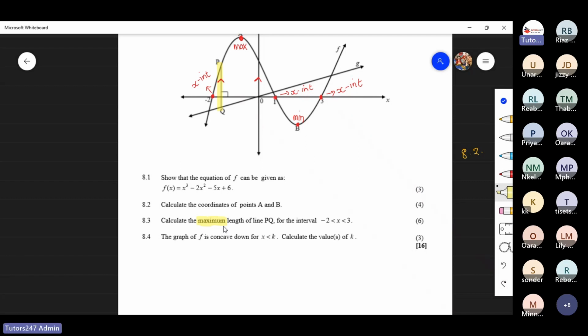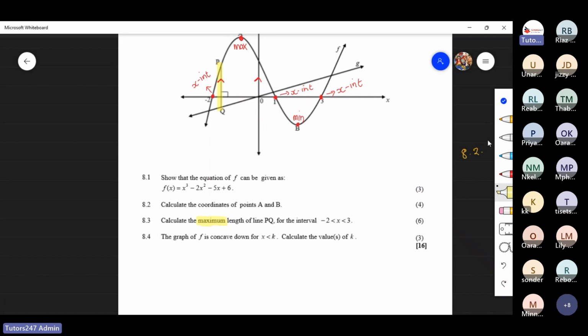So let us have a look at this. We need to calculate the maximum length of line PQ for the interval -2 until 3. So if you notice within that area from -2 until 3, we need to find the maximum length of PQ. So before we can even start finding maximum, we need to first get the equation of PQ, because how can you find a maximum or a turning point if you don't have an equation? So let us first find the equation PQ.